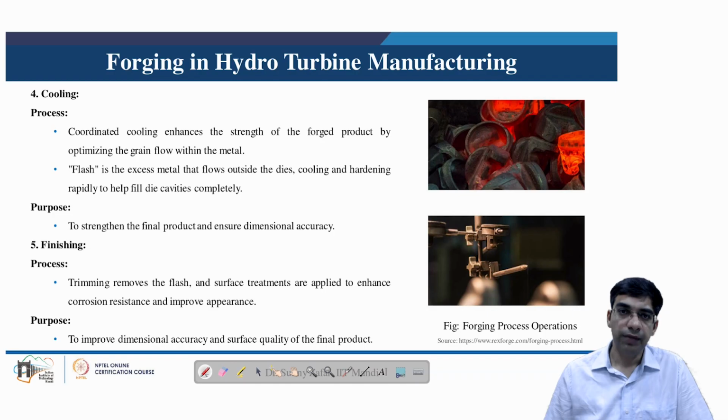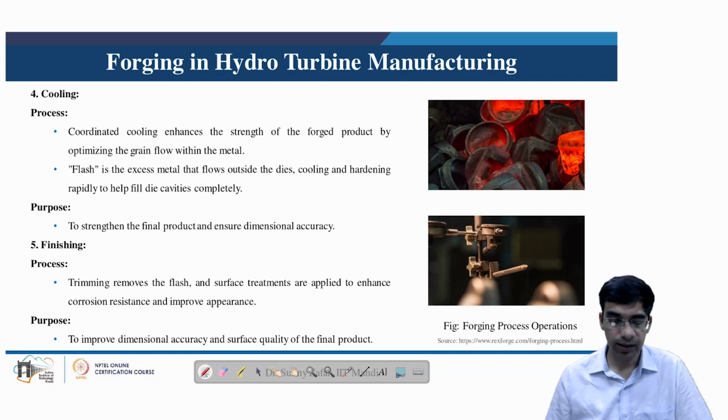Then step number 5 involves finishing. In finishing, the trimming of the flash is done. Surface treatments are applied to enhance corrosion resistance and improve appearance. The purpose is to improve dimensional accuracy and surface quality of the final product.